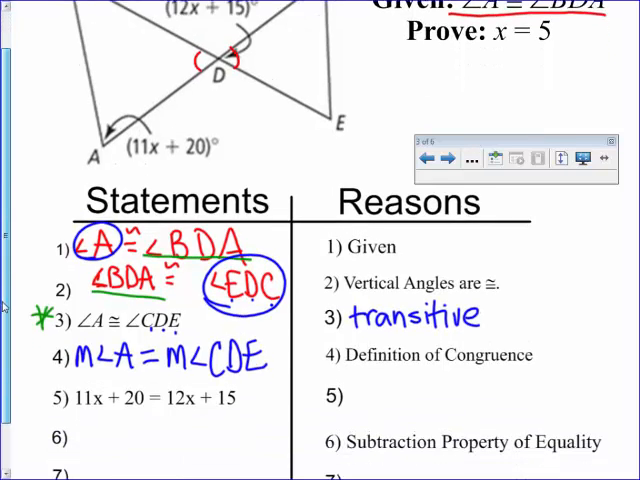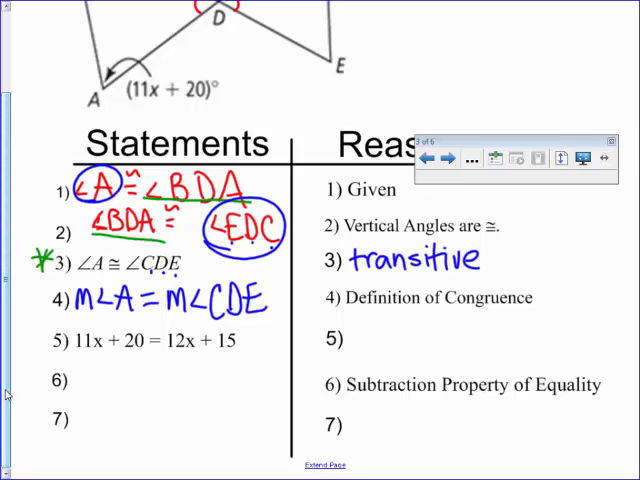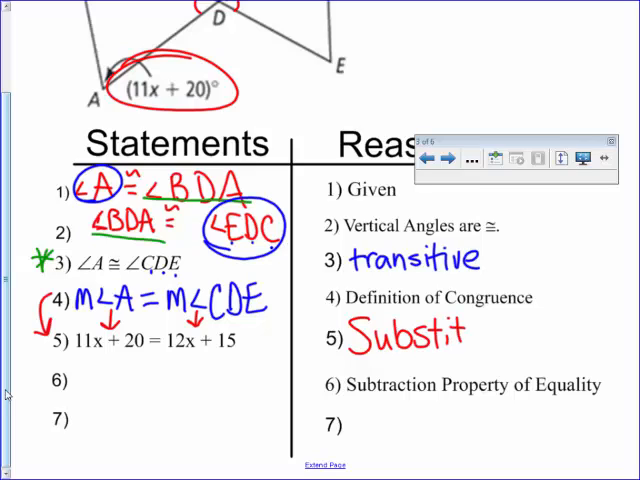Okay, so now going from step 4 to step 5, where we had angles, and now we have a representation of numbers. So if you can remember from before, we are substituting those numbers in because we are told that angle A is equal to 11x plus 20. That's in that diagram up here. And then likewise, the angle CDE is represented by 12x plus 15. So that's the substitution property. And that's the equality symbol.